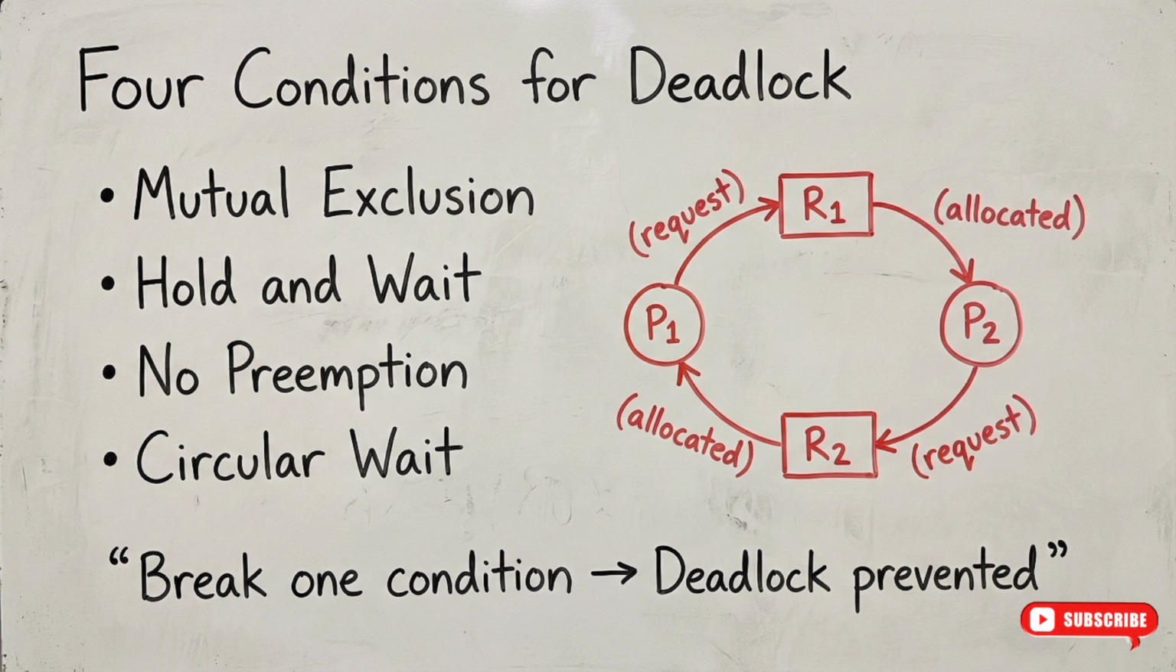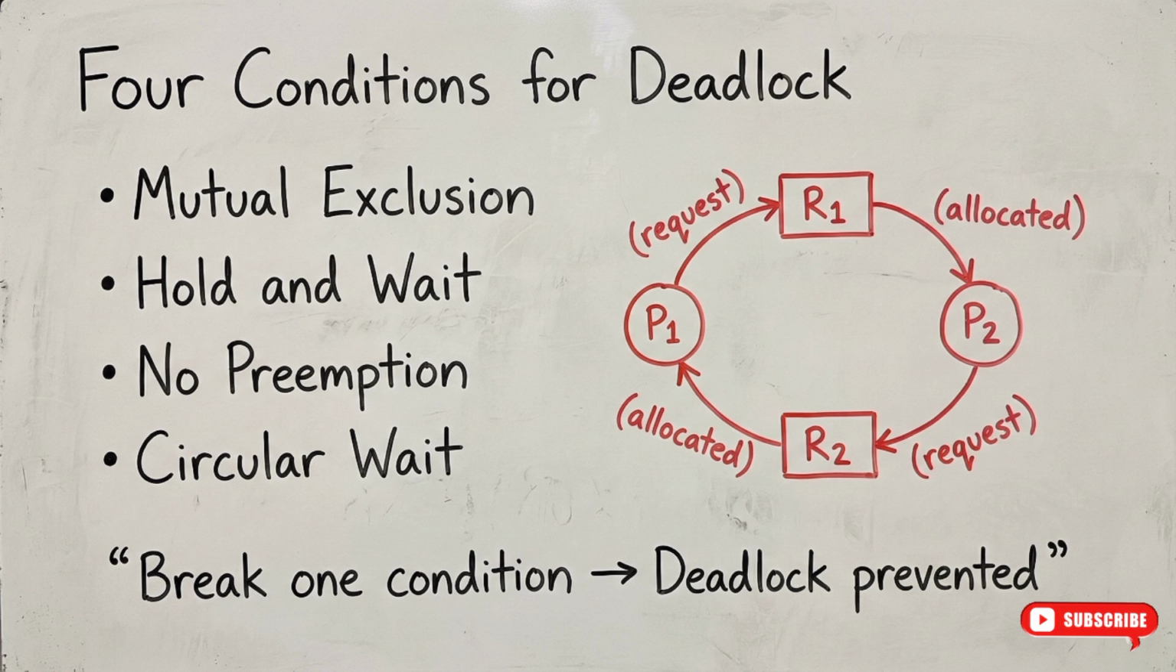First up is mutual exclusion. This one's pretty simple. It just means the resource can't be shared. Only one process can use it at a time. The classic example is a printer. You can't have two different documents printing on the same piece of paper at the same time, right? One process gets exclusive control.